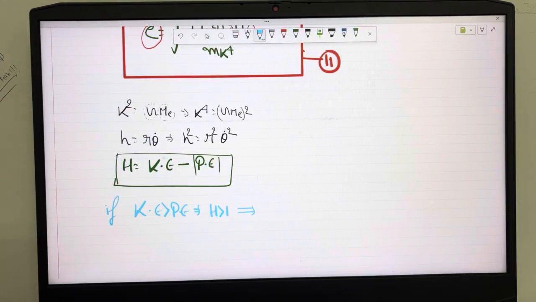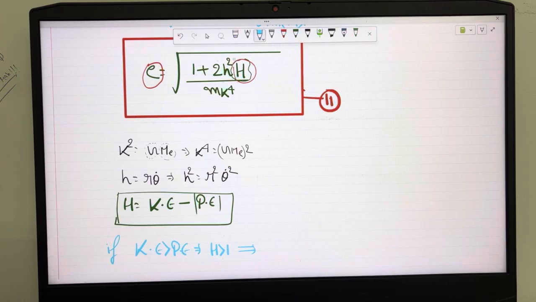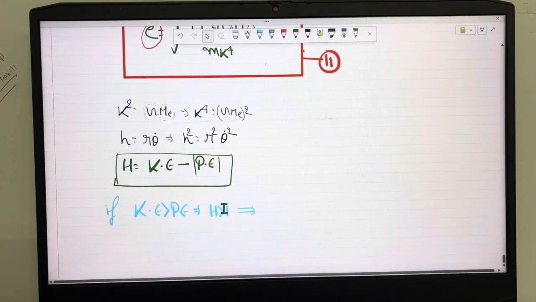So if the kinetic energy is greater than the potential energy, then H will be greater. If H is greater, then this part will be some positive value, and adding 1, it will be greater than 1. Simple mathematics we can use. So E will be greater than 1, that means it is a hyperbola.